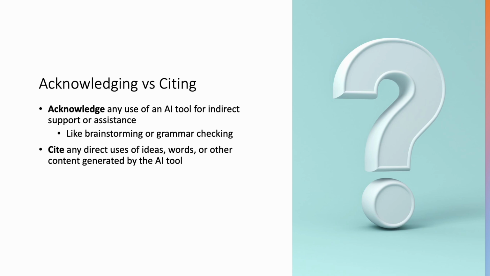So before I go any further, let me clarify the difference between acknowledging and citing. You ask your students to acknowledge any use of an AI tool for indirect support or assistance, like brainstorming or grammar checking. Whereas you ask your students to cite if there is any direct use of ideas, words, or other content generated by the AI tool.